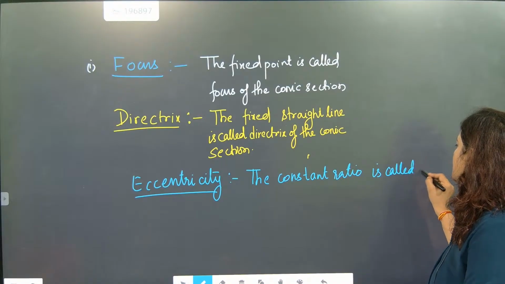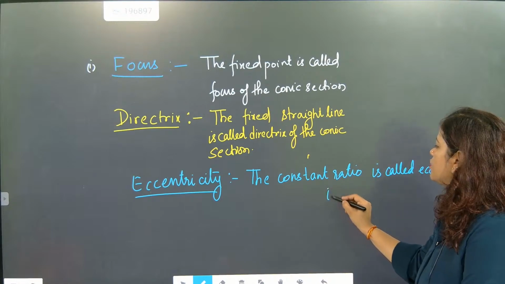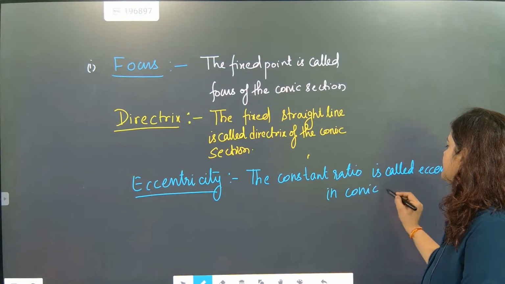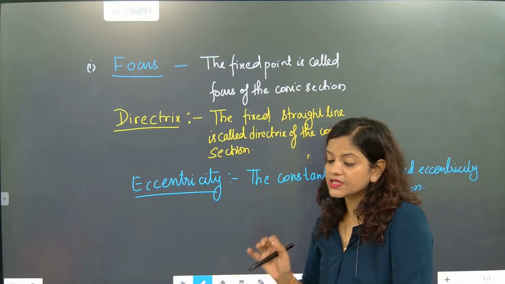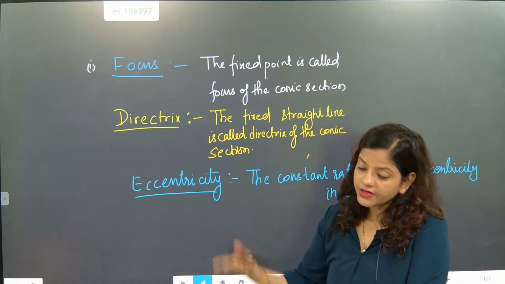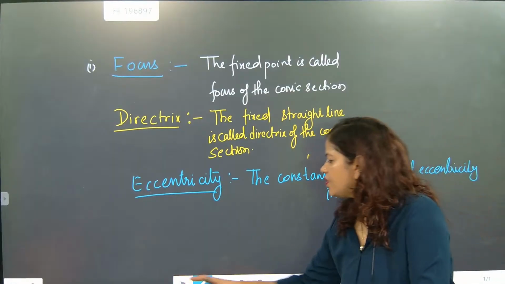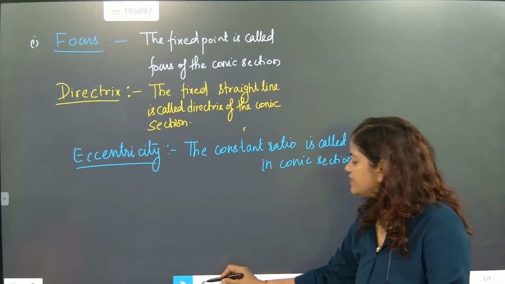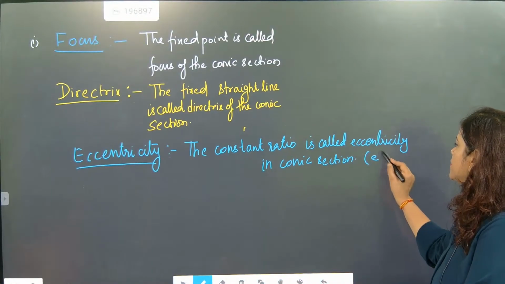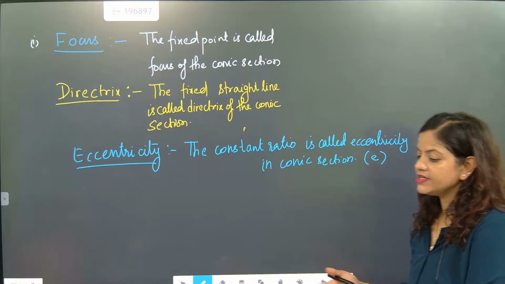The constant ratio is called eccentricity in conic section. But what is the meaning of this constant ratio? I am going to explain it to you. Eccentricity is denoted by e, put e. Understood? The small e is considered as eccentricity.